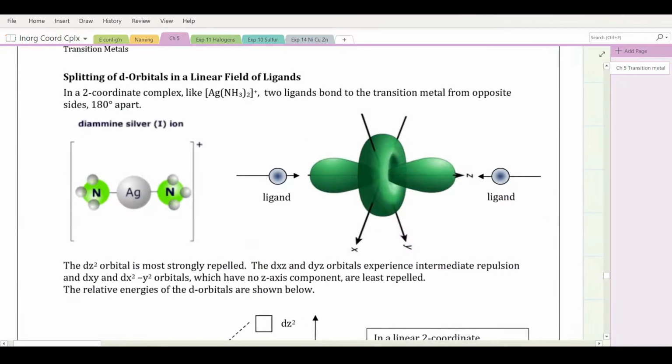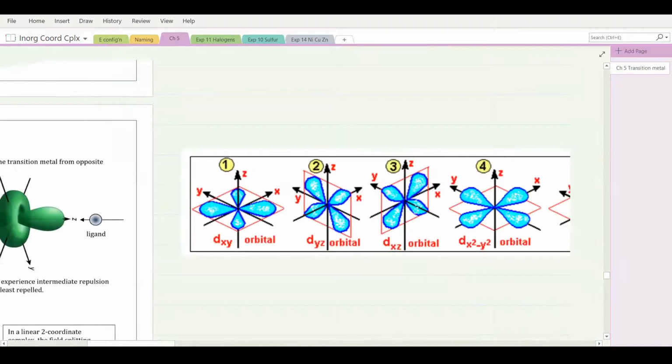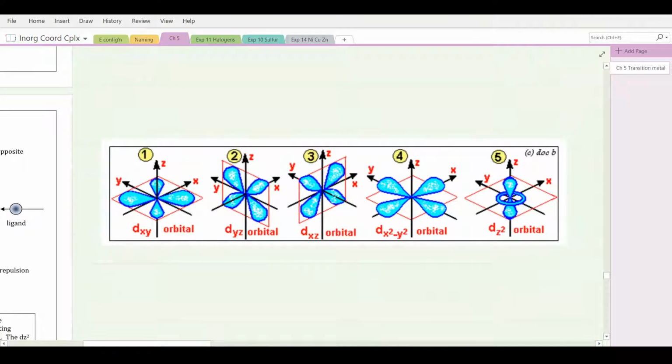The last case for us to consider is that of a 2-coordinate complex, 2 ligands bond to the central metal cation, such as diamine silver cation. When you only have 2 ligands, they're going to approach 180 degrees apart from opposite sides, as you see here. Which of the 5 d orbitals would electrons suffer the most interference from ligands coming in 180 degrees apart?